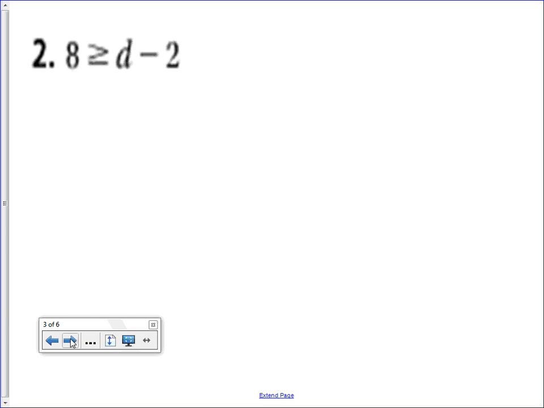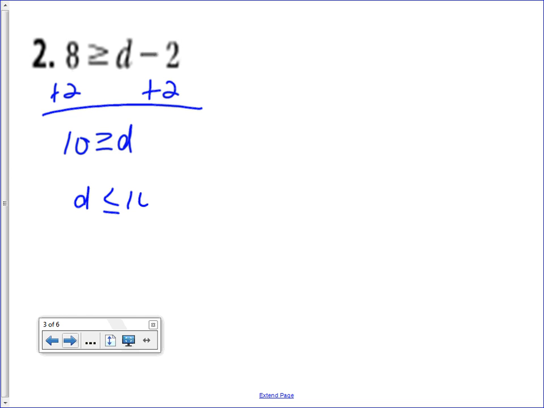Okay, let's look at the next one. So this one says 8 is greater than or equal to d minus 2. If it says d minus 2, again, the inverse operation would be addition. So we're going to add 2 to both sides, and I'd have 10 is greater than or equal to d. If you wanted to flip it around, it would be d is less than or equal to 10.